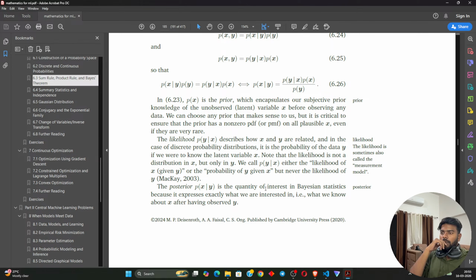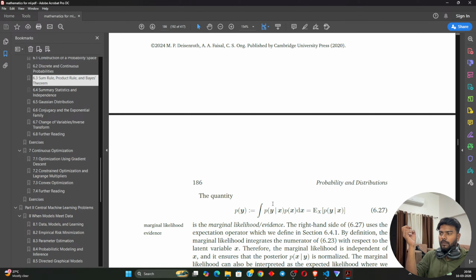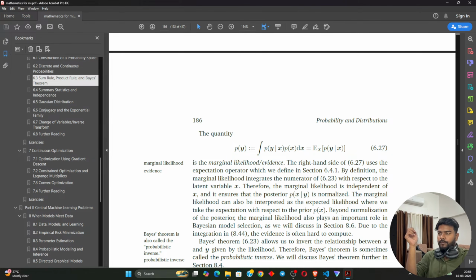The posterior is the quantity of interest in Bayesian statistics because it expresses exactly what we are interested in: what we know about x after having observed y। तो ये बनेगा द क्वांटिटी आ जाएगी expectation of, इसको क्या हो गया, ठीक है, the integral of p(y|x) p(x) dx is the expectation over x of p(y|x), which is the marginal likelihood, the evidence.